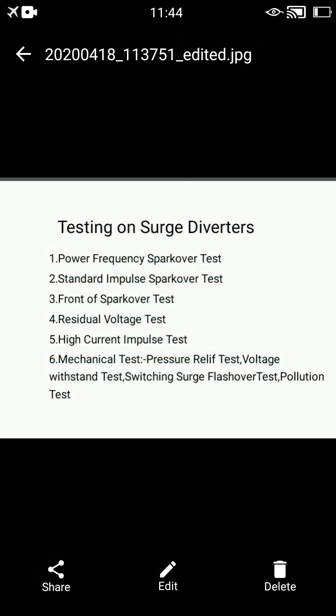the mechanical test, and in that particular mechanical test various tests are carried out such as pressure relief test, voltage withstand test, switching surge flashover test and pollution test. So these are the various tests which are done on the surge diverters. So let's start one by one the detailed discussion of the testing.